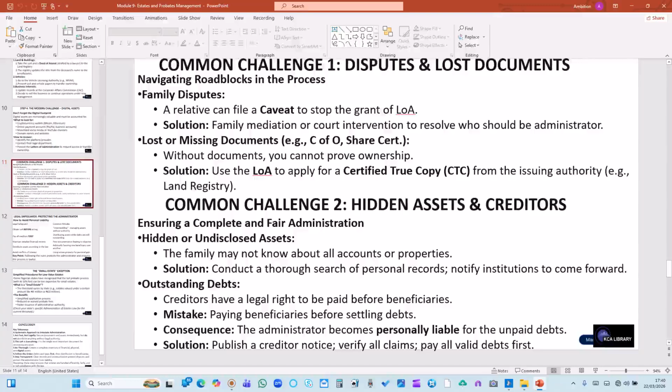Then another common challenge is hidden assets and creditors, which involves ensuring a complete and fair distribution. Hidden or undisclosed assets: the family may not know about all the accounts or property. So the solution: conduct a thorough search of personal records, and notify institutions to come forward. Then outstanding debt. Creditors have a legal right to be paid before beneficiaries. Paying beneficiaries before creditors is a very serious mistake. The consequence is that the administrator becomes personally liable for the unpaid debt. Solution: publish a creditor notice to allow creditors to make their claims, verify all claims, and then pay all valid debts first.